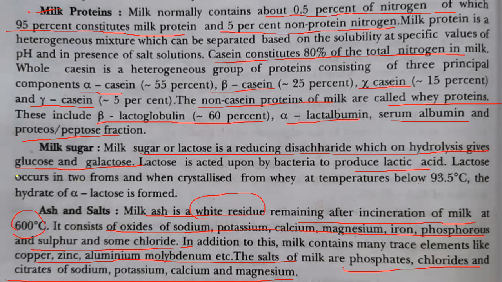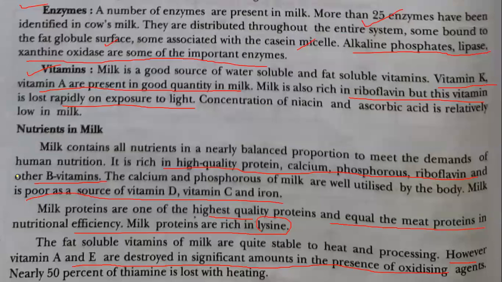So milk ash is a white residue remaining after heating the milk to 600 degrees Celsius. That may be oxides of sodium, potassium, calcium, magnesium, iron, phosphorus, sulfur, and some chlorides. In addition to this, milk contains many trace elements like copper, zinc, aluminum, molybdenum, etc. Okay, the salts of milk are phosphates, chlorides, and citrates of sodium, potassium, calcium, and magnesium. So these are the constituents of milk.